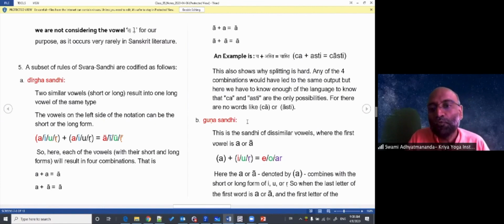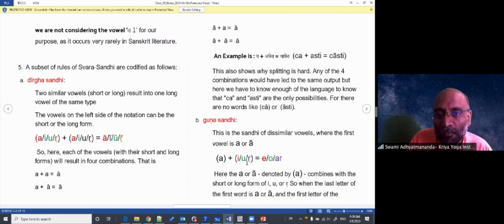Now what happens when two dissimilar vowels come together? That means similar vowels, you understand. Akara is similar to Akara, Ikara is similar to Ikara, like this. But when Akara is followed by Ikara, Ukara or Rukara, then there is a different Sandhi. These are dissimilar vowels. All the other categories would be naturally of dissimilar vowels, because similar vowel category is only this one.